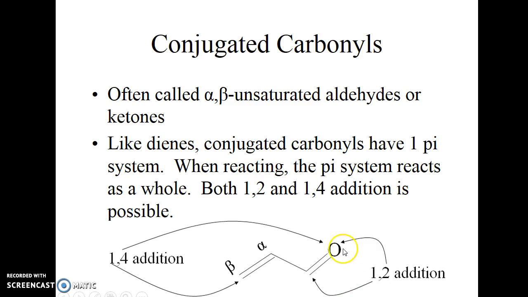1,2 addition means you have addition across this bond, and 1,4 means you have addition across the 4 and the 1. But we're going to see it doesn't really look like that's what happens because there's a rearrangement that occurs. But essentially, the first steps are 1,4 addition.